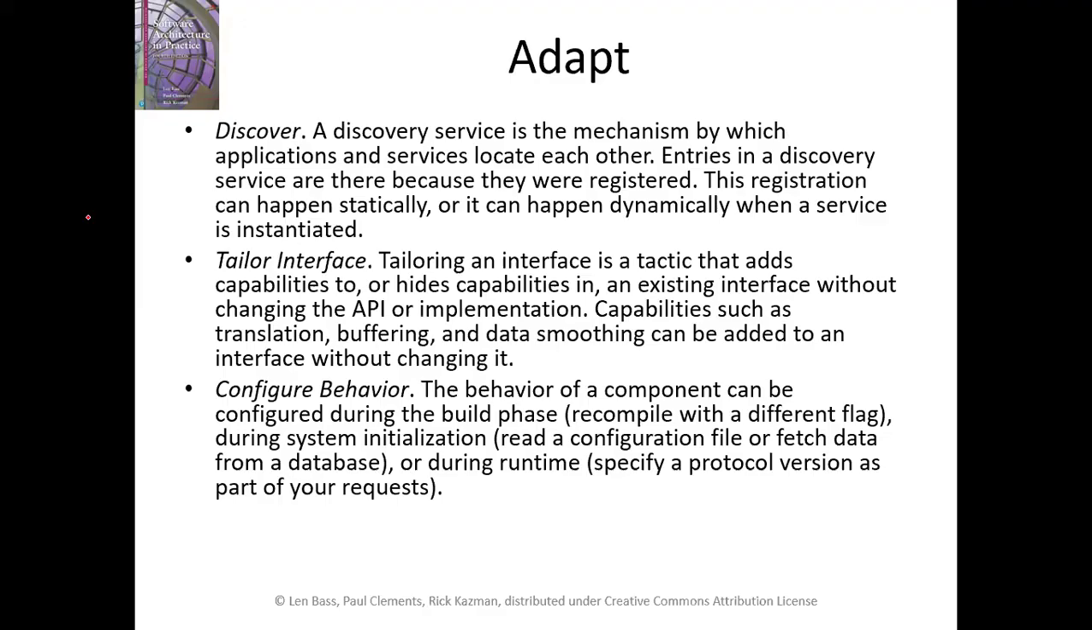Tailoring an interface is a tactic that adds a capability to an interface or removes capabilities from an interface without changing the code. So the idea is this: whenever a component tries to make contact with a different component, there is an exchange of identity, and so the component providing the service identifies the requirement of the component trying to get the service, and because of that, it adapts its interface to those requirements. Capabilities such as translation, buffering, and data smoothing can be added to an interface without changing it.